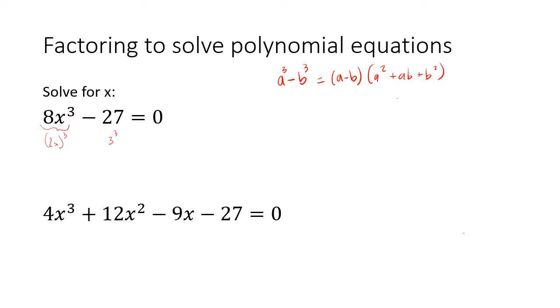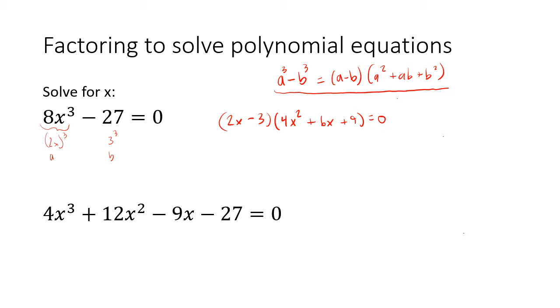This is not something I would say you should memorize, but it's something you need to know exists so that you can refer to it and deal with it when you're presented with a difference of cubes like this. So if we consider this, then a would be 2x and b would be 3, and we can write out the factorization. It will be 2x minus 3 times 4x squared, because that's 2x squared, so 2 squared and x squared, and then we'll have 2x times 3, so plus 6x, and then just 3 squared, so plus 9, equals 0.